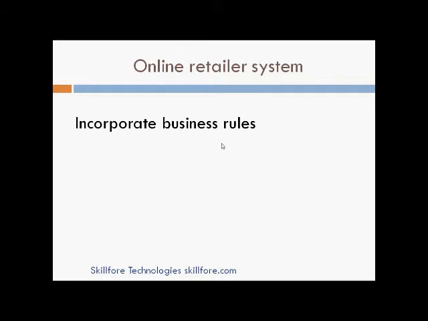Let's take an example and work on it. To understand more about architecture decisions, let us consider an example. The example is an online retailer system. This online retailer system has a few business rules to process. The rules are like if an order is qualified for free shipping or if it is qualified for any discount, like this. So how do we incorporate the functionality of processing these business rules is what we are going to work on and arrive at a proper architectural decision.